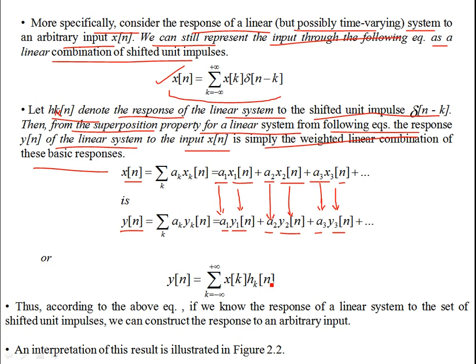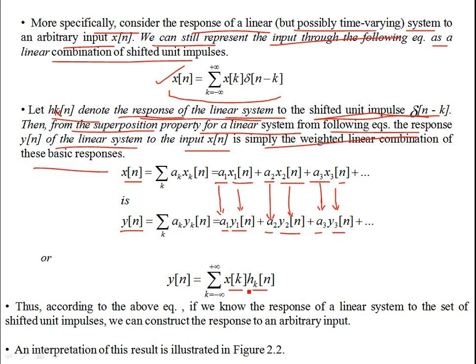So y of n in general will consist of the same scalars and the sum of all the impulse responses. Even if the system is time varying, the system is going to have some sort of an impulse response. It is going to respond to an impulse, and that impulse response is h_k of n. So h_k of n denotes the response of the linear system. It doesn't say time invariant. It says it's the response of the linear system to the shifted unit impulse delta n minus k.